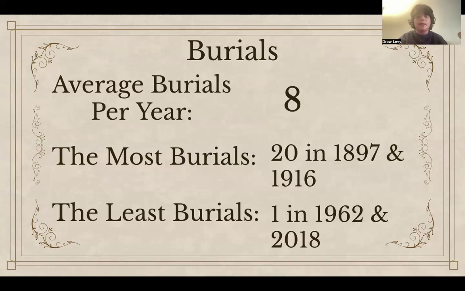The highest numbers were in 1897 and 1916, with 20 burials those years, partly due to tuberculosis, and in 1888, partly due to typhoid, with 16 burials that year. The fewest burials occurred in 1962 and 2018, with just 1 each year, and of course, 0 in 2020.